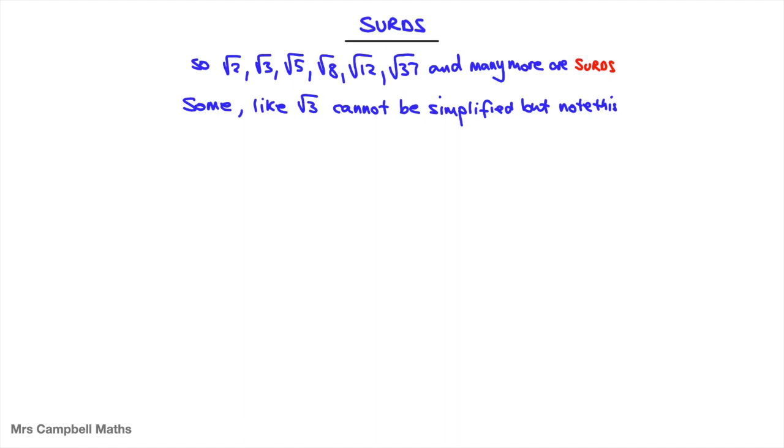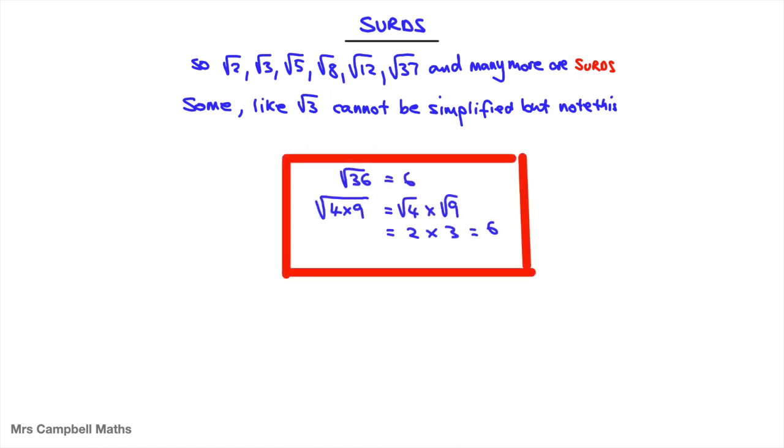Now some surds, like root 3, cannot be simplified. But note this, root 36, that's not a surd. Square root of 36 is equal to 6. But we could write root 36 as the product of the square root of 4 times 9. So root 4 times root 9. We know that the square root of 4 is 2 and the square root of 9 is 3. So that's 2 times 3 is equal to 6. So root 36 is equal to root 4 times 9 equals root 4 times root 9. So we can write it like that.